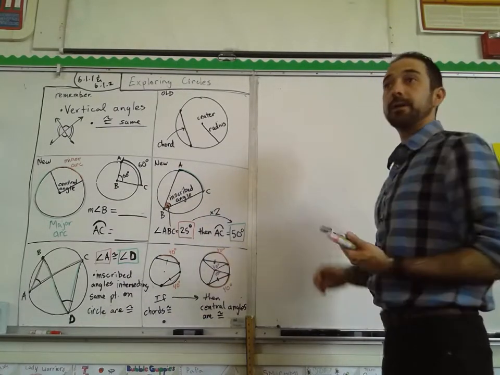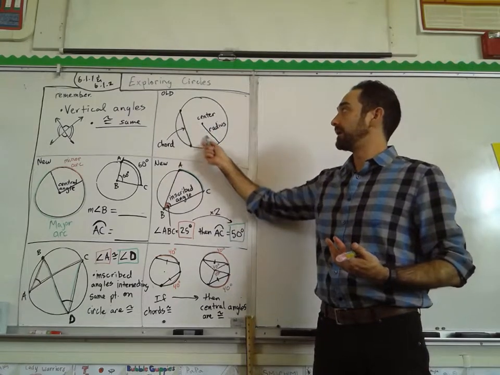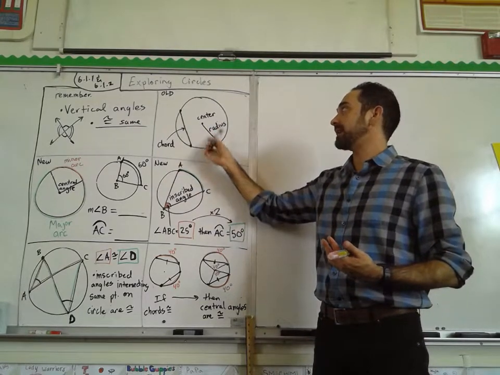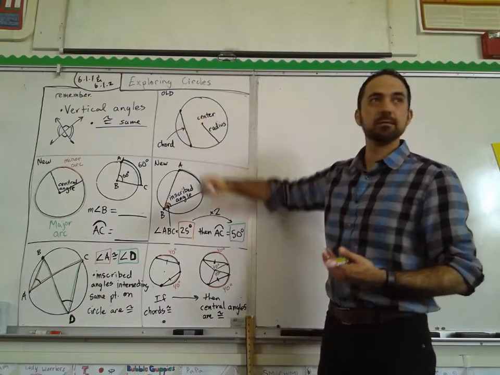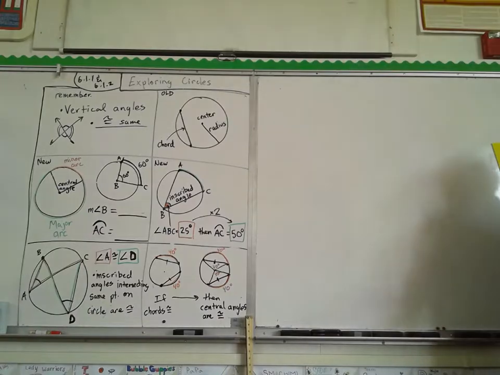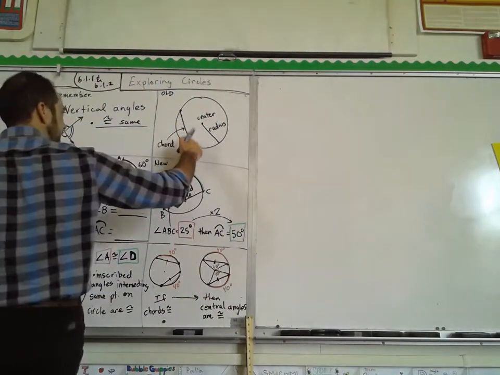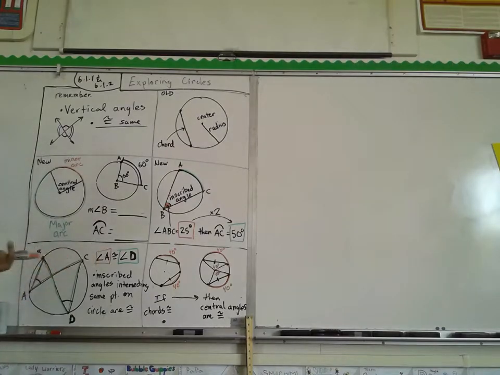certain parts of the circle. We know that the center is in the center. The radius is from the center to the outside, and that's going to be the same all the way around. Okay. We also know that a chord is cutting the circle between 2 points on the edges of the circle here. That's just like a chord. And I kind of think of it like this.